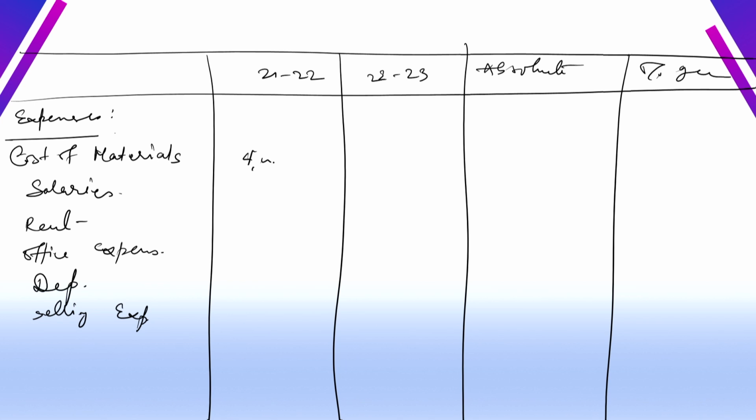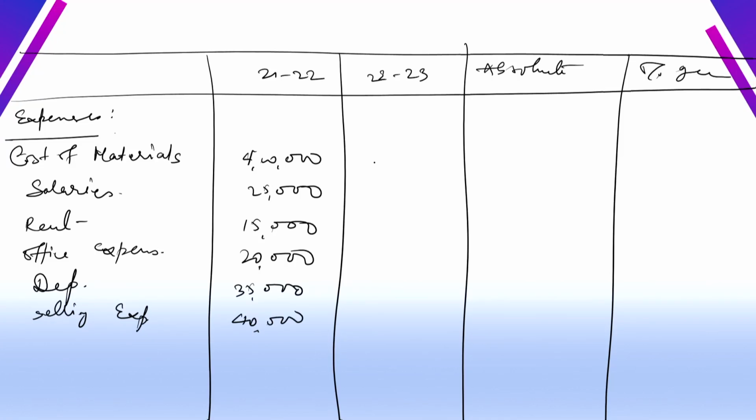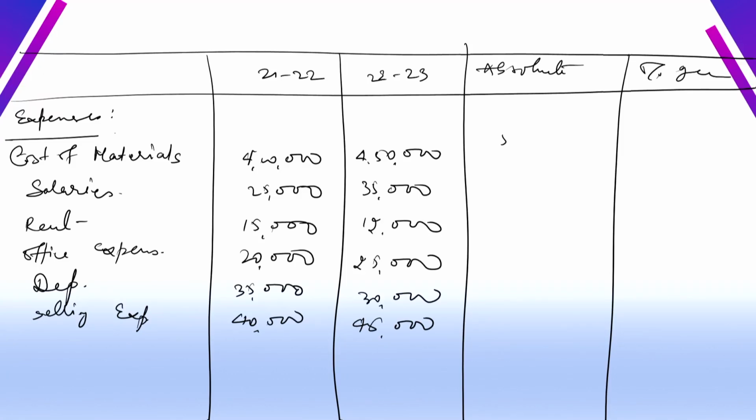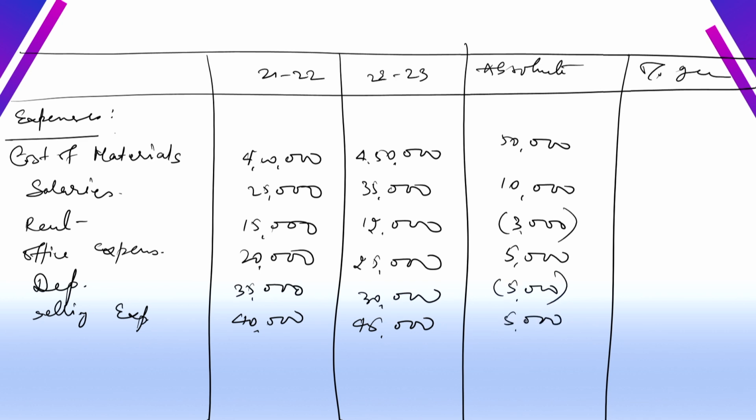Cost of material 4 lakh rupees. Salaries are 25,000. Then it is 15,000 rent, 20,000 office expenses, 35,000 depreciation and 40,000. Cost of materials has increased in the current year by 50,000 rupees. Salaries have also increased by 10,000. Rent has decreased. We can clearly see that office expenses have increased. Depreciation has also increased, and the selling expenses have increased by 5,000 rupees. We will write it in absolute terms. 50,000, 10,000 since it increased. A decrease is shown in a bracket. Then again the change in depreciation and the 5,000 increase in the selling expenses.